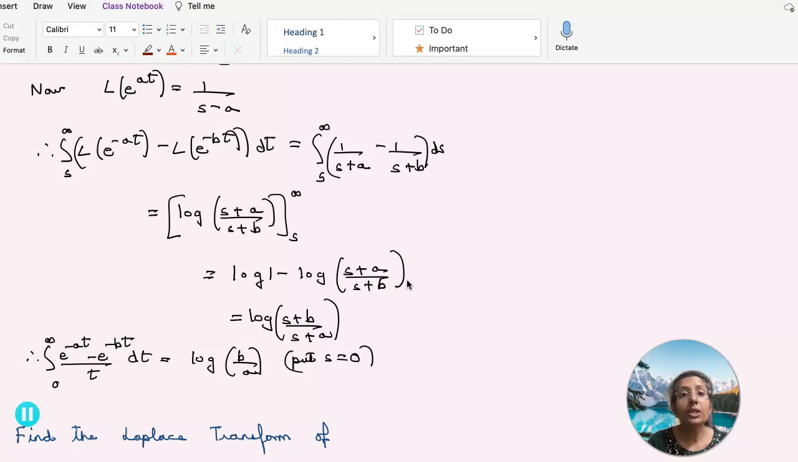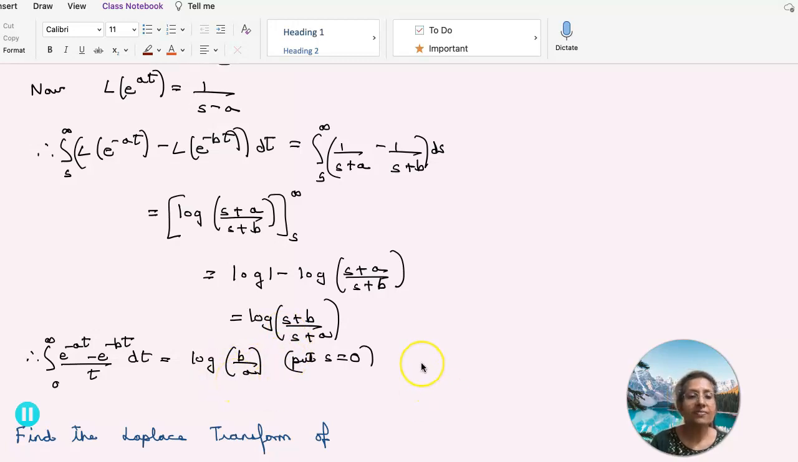Now we have a property that log a raised to m is m log a. So if I take the minus inside, it becomes s plus a by s plus b raised to minus 1. And that becomes log s plus b by s plus a. This is the integral from s to infinity. So if I take the integral from 0 to infinity and put s equal to 0, the answer will be log b by a.